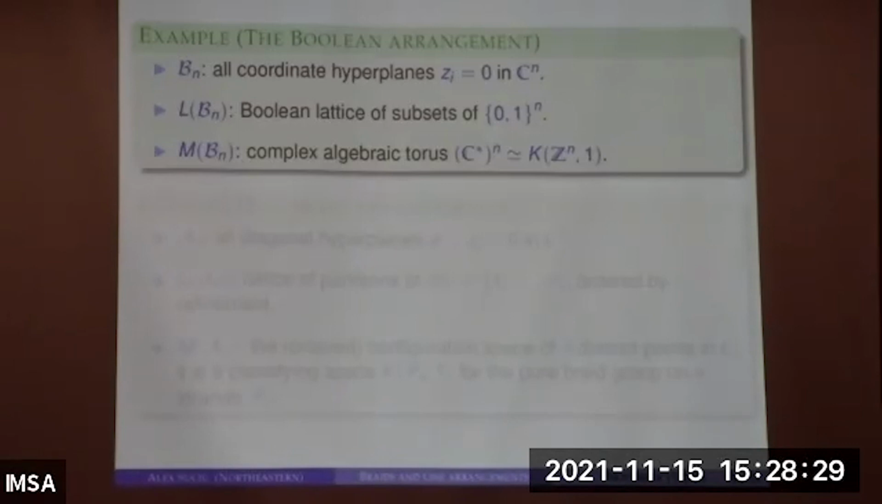All right, so here, a couple of quick examples just to set the stage. Very familiar examples. One is the Boolean arrangement. There are n coordinate hyperplanes. So the intersection lattice is just the Boolean lattice of subsets of {1, ..., n}. But the complement is just C star to the n, the complex algebraic torus, the classifying space for the free abelian group of rank n.